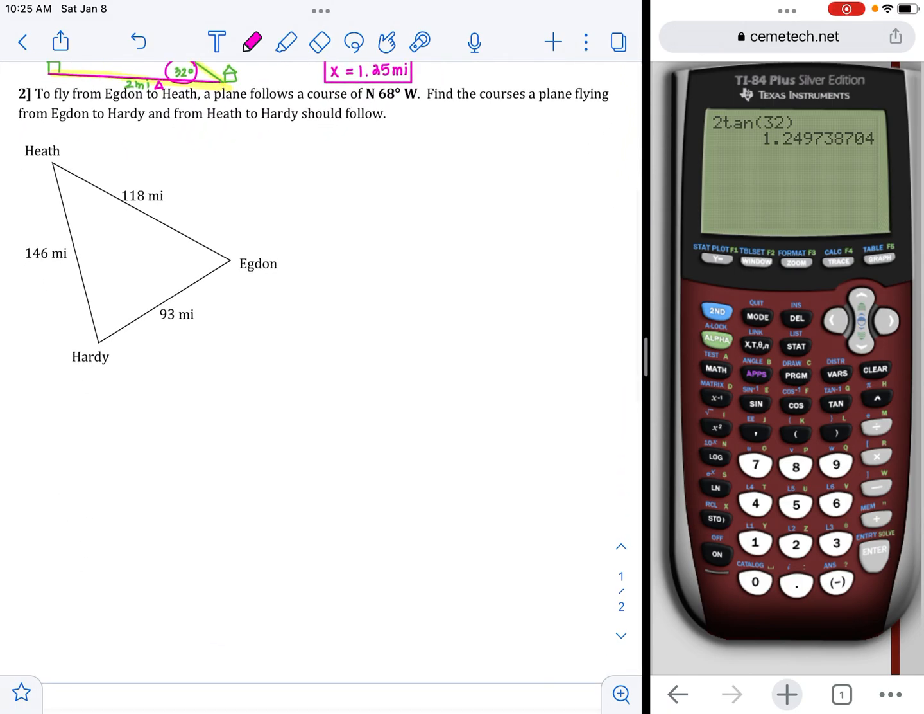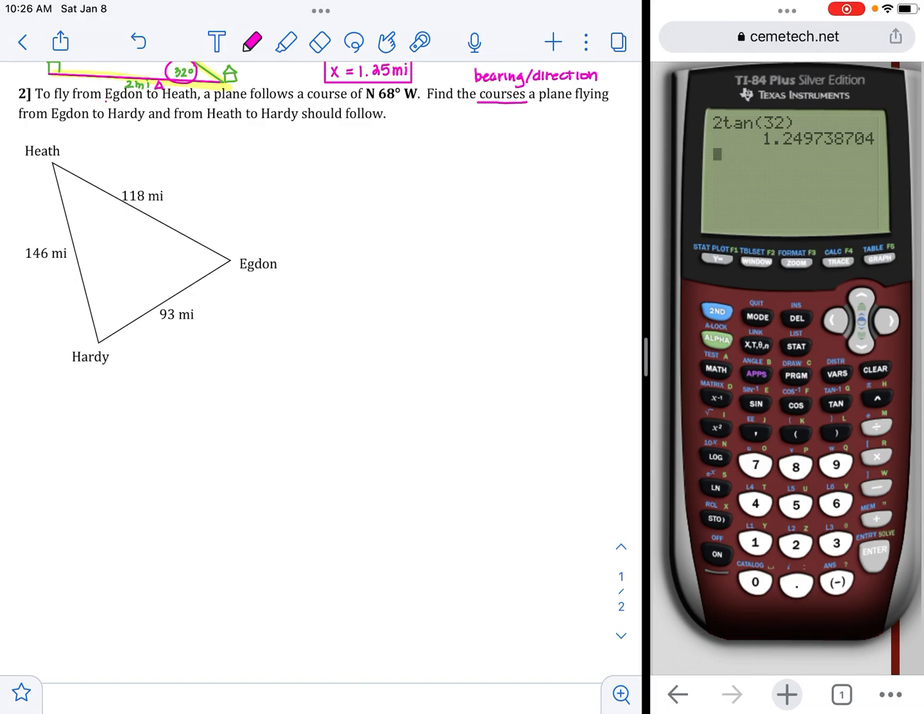All right, let's look at the next one here. The next one says to fly from Egdon to Heath, a plane follows a course of north 68 degrees west. Find the course a plane flying from Egdon to Hardy and Heath to Hardy should follow. Okay, course is just bearing, direction, same thing. So that's just something good to know right there. Course is bearing, direction, same difference.